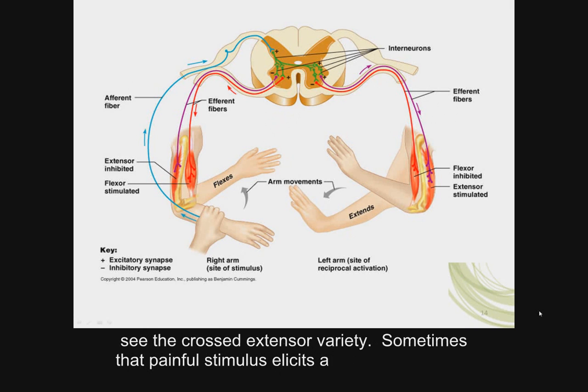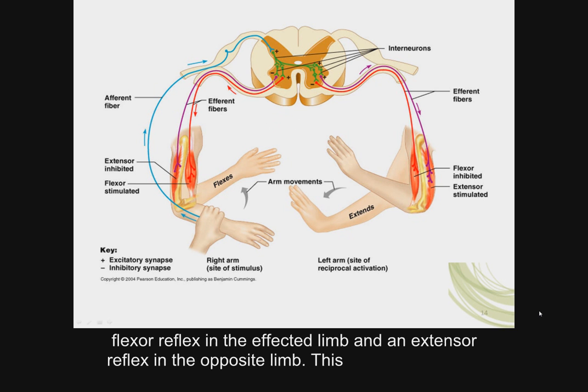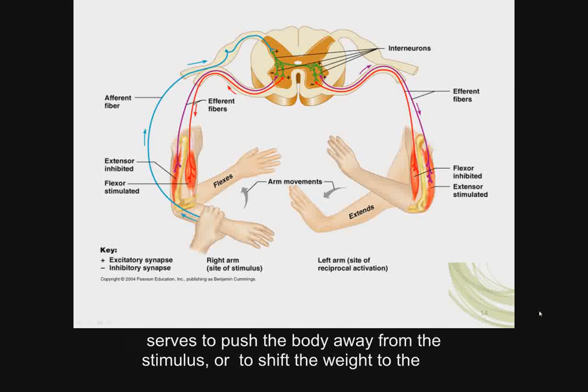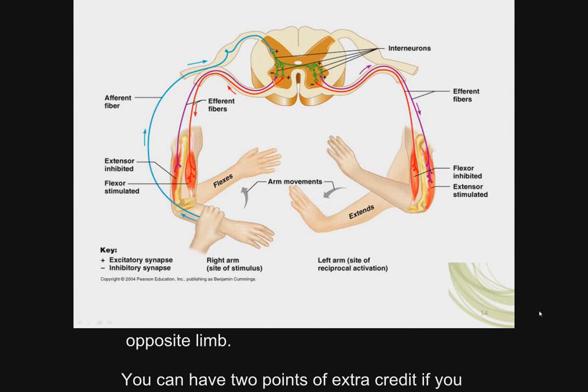On the right side of the screen, you see the crossed extensor variety. Sometimes that painful stimulus elicits a flexor reflex in the affected limb and an extensor reflex in the opposite limb. This serves to push the body away from the stimulus or to shift the weight to the opposite limb.